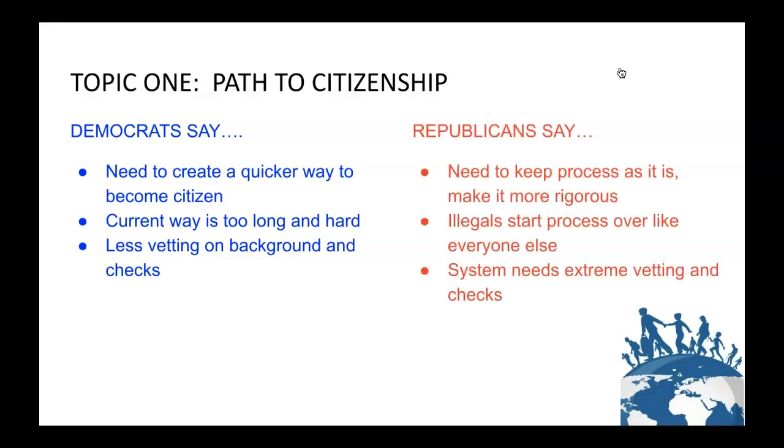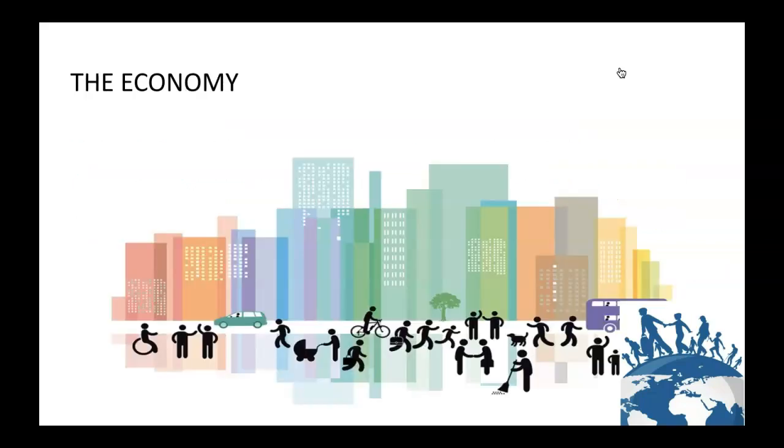Republicans, on the other hand, would say that we need to either keep the process as it is, as long and arduous as it is, or to make it even more rigorous. Illegals need to start the process over like anybody else coming to the United States. Just because they're already here shouldn't mean that they get a fast pass into becoming a U.S. citizen. The system needs extreme vetting, Republicans would say, and checks to make sure that the people coming here are in fact of good moral character and have a clean background.